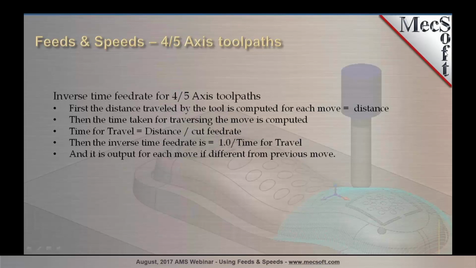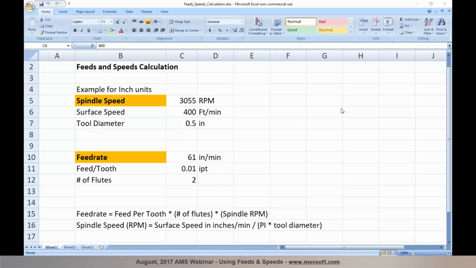For the feeds and speeds, I'm going to bring in a spreadsheet for you folks so you can take a look at it and see how the calculations are done. As Krish pointed out, for computing the spindle RPM, we use the surface speed in inches per minute, and in the denominator we use pi times the tool diameter. These are the variables in here.